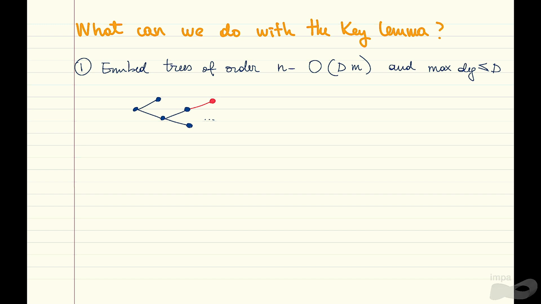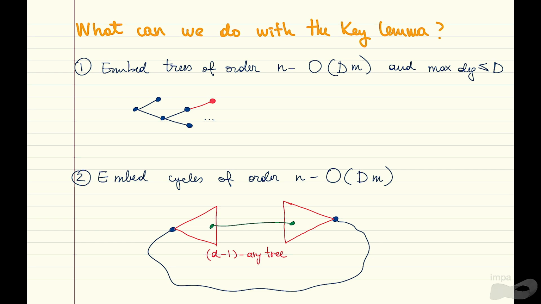Can we do cycles? The answer is yes. We can also embed very, very long cycles. So we can embed cycles up to order n minus, again, d times m. And the idea is the following. So we can find a very long path using the extendability method. Then we can grow here, let's say a binary tree here, until the point here, the number of leaves is going to be m. So we have m leaves here, and we can find then an edge by the M-joined property. So not only can we find trees, we can also find long cycles.